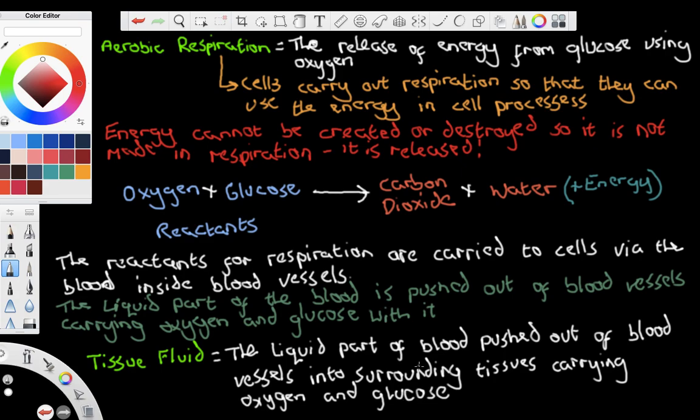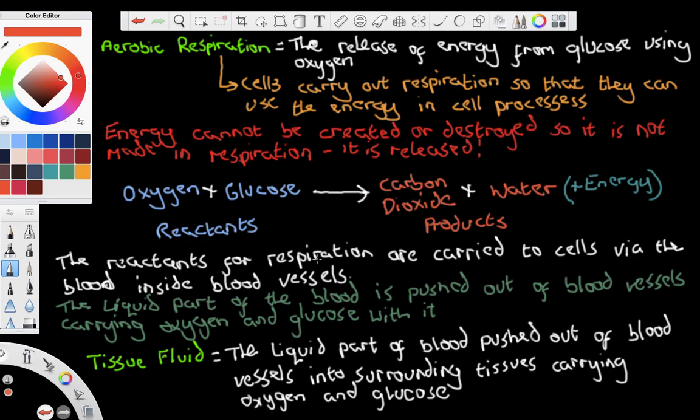So let's have a look at what we've said so far. Aerobic respiration is the release of energy from glucose using oxygen. Cells carry out respiration so that they can use the energy in cell processes. Energy cannot be created or destroyed, so it's not made in respiration, it's released. The reactants for aerobic respiration are oxygen and glucose. The products are carbon dioxide and water. We should have products written under there. Energy is also released, but because it's not a substance you can hold with your hands, it's not a product of the reaction. We don't add it into the word equation, but we add it in brackets.